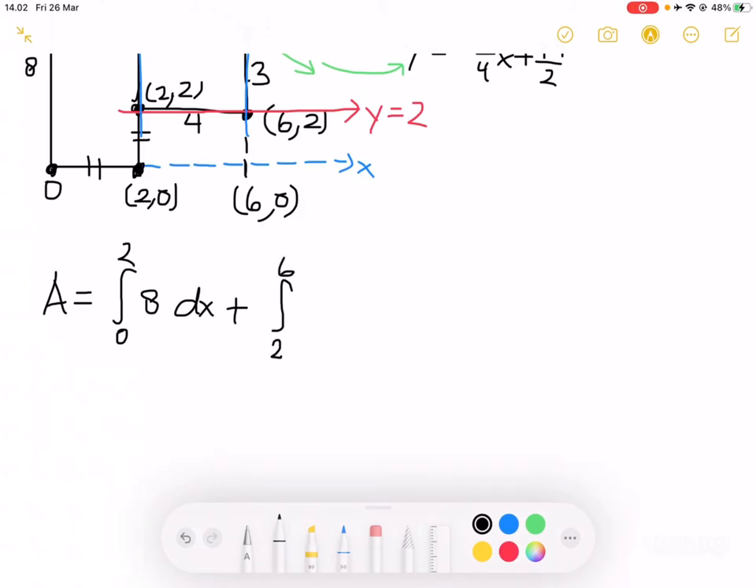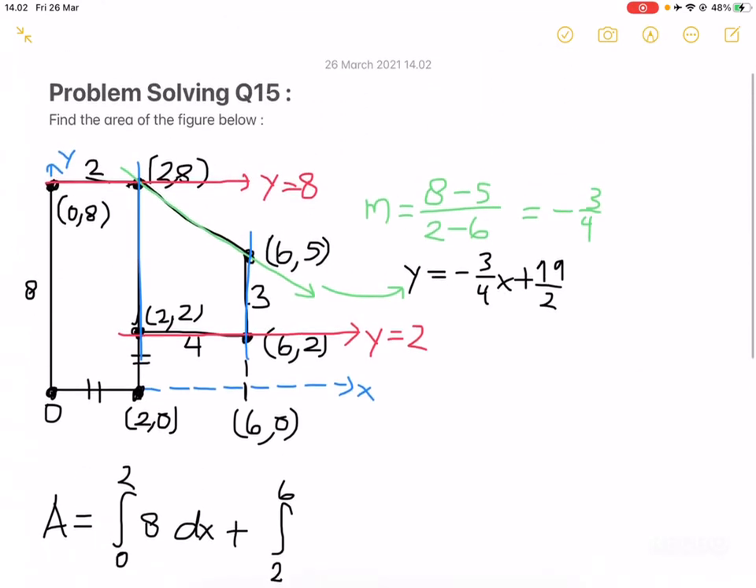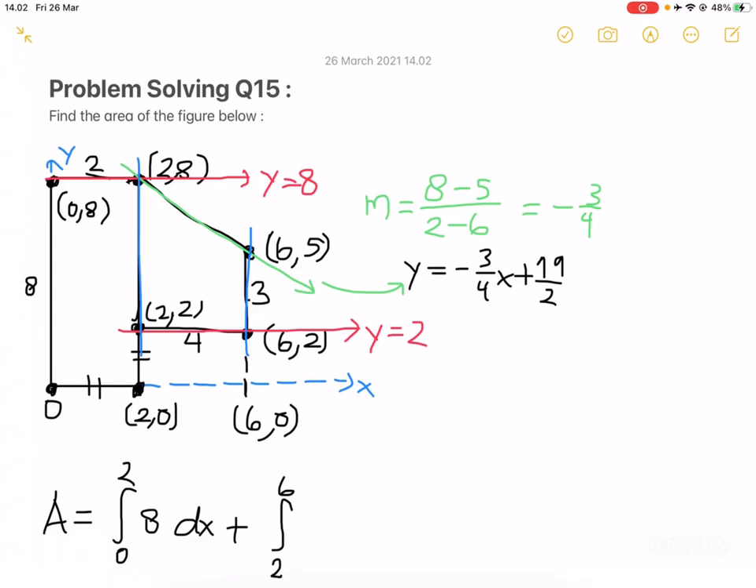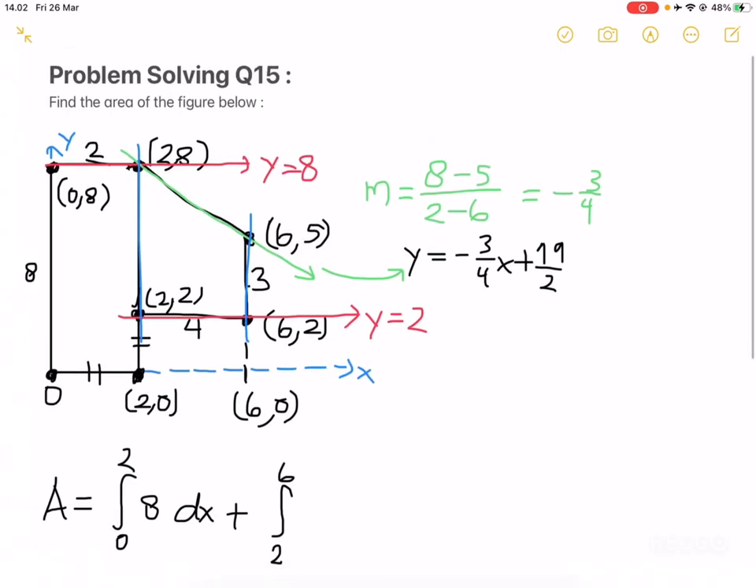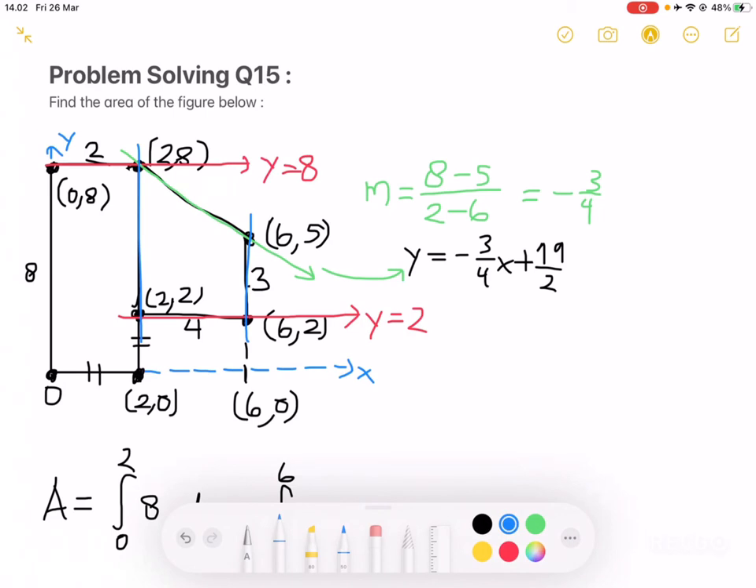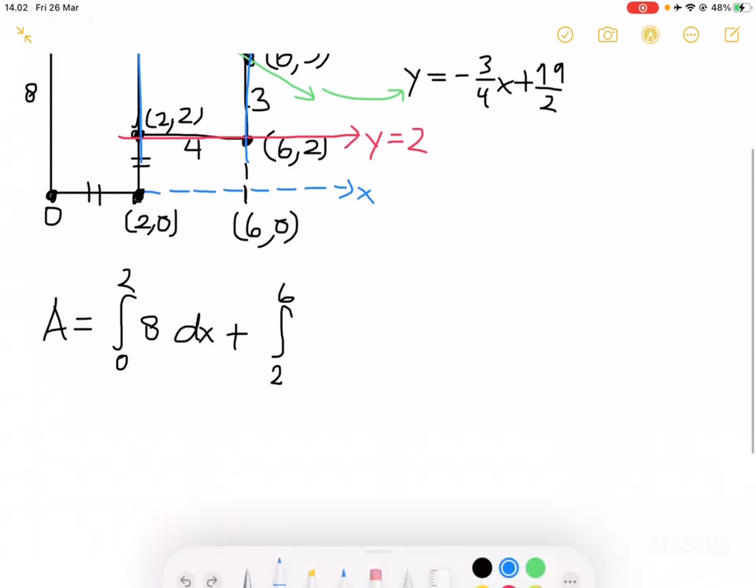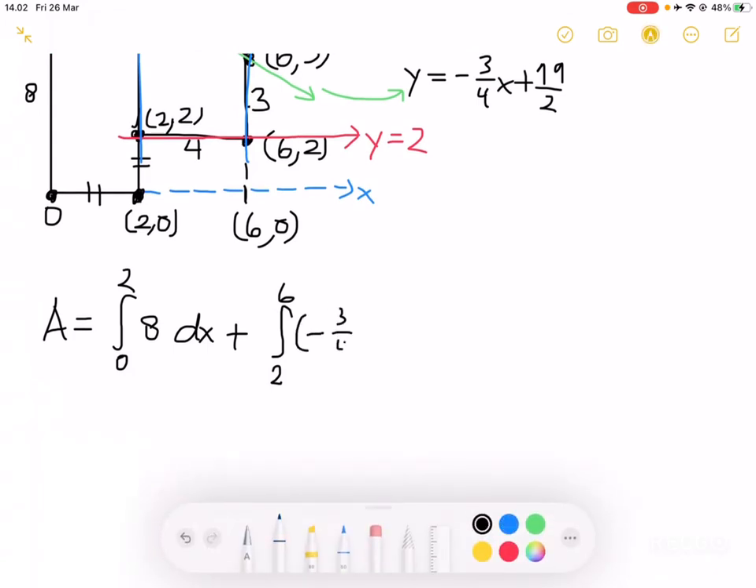Now what to put inside this integral is the question. Well, recall if you have two graphs or two functions, and one is bigger than the other, then the area bounded between them will be the integral of the greater function minus the smaller function. And in this case, our greater function will be this thing, and our smaller function will be y equals 2. So this will be negative 3 over 4 x plus 19 over 2 minus 2 dx.